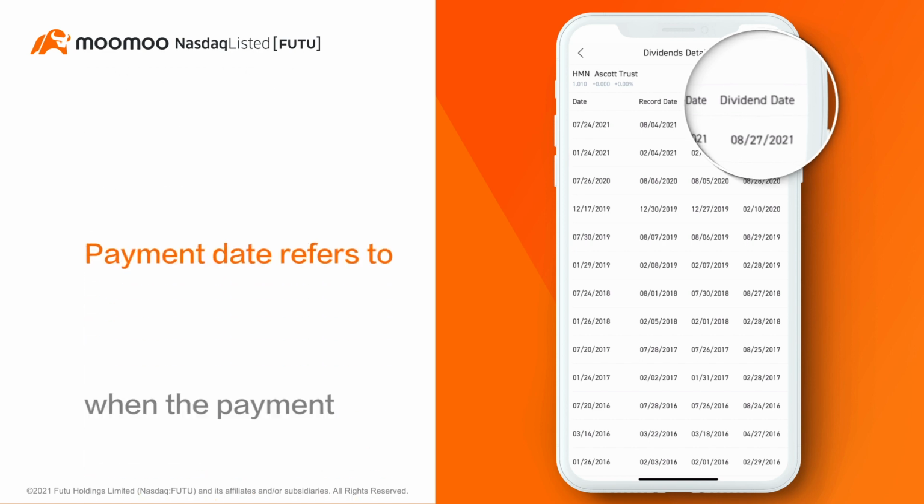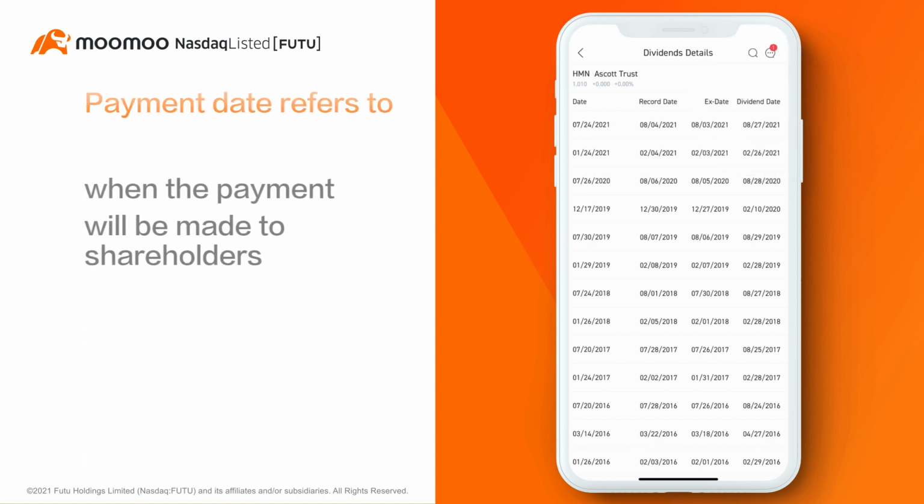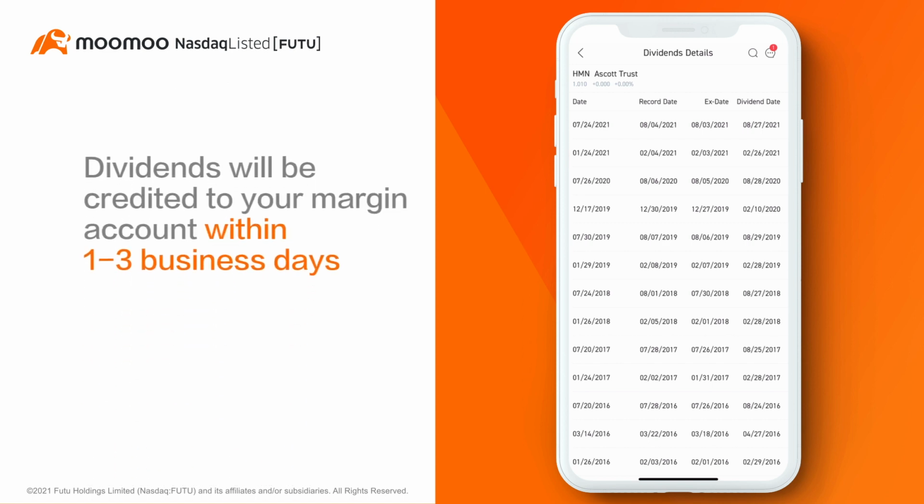The payment date is when the company issues the payment of the dividend to shareholders. Dividends will be credited to your respective margin accounts within 1 to 3 business days after the dividend payout date.